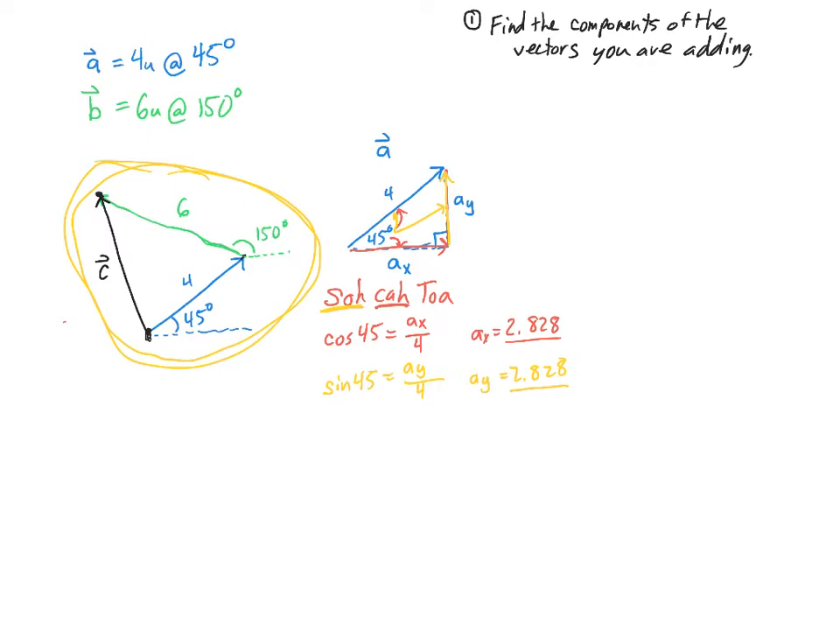I found the components of A. Now I'm going to find the components of B. So B, if this is my horizontal, B goes back in this direction, right? So that's 150 degrees right there. Okay? Now, with that 150 degrees, it's going to be really hard to make a right triangle.